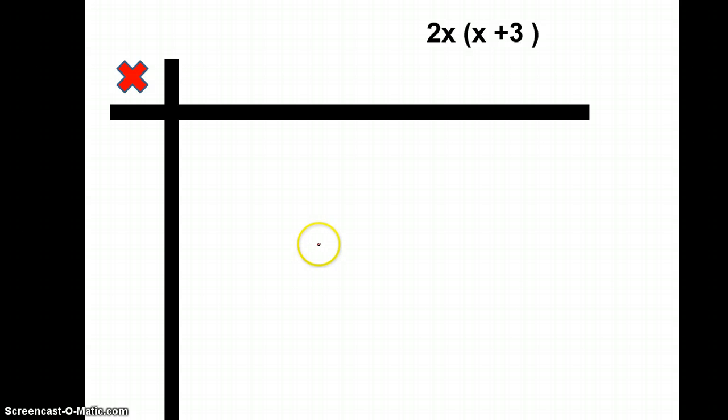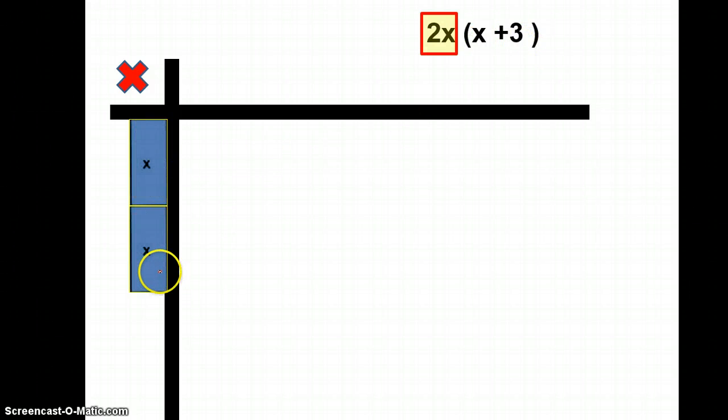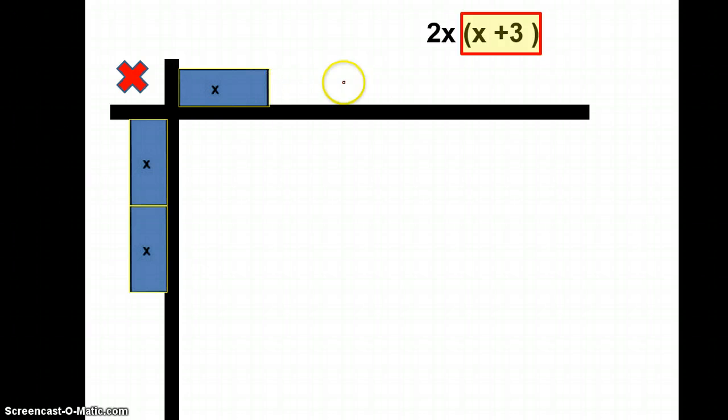Let's try something a little bit more difficult. So 2x times x plus 3. So 2 x's, I'll put 1, 2 x's there. And then I'll put x plus 3. So I have 1x here, and how many do you think will go here? You're right, 3 little square boxes.